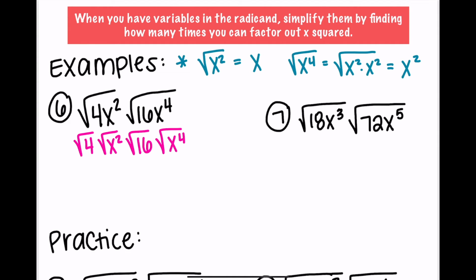so that we can see that the square root of 4 and the square root of 16, those are perfect squares already. So that's 2, and the square root of 16 is 4. And then the square root of x squared is just x, and the square root of x to the fourth is x squared.